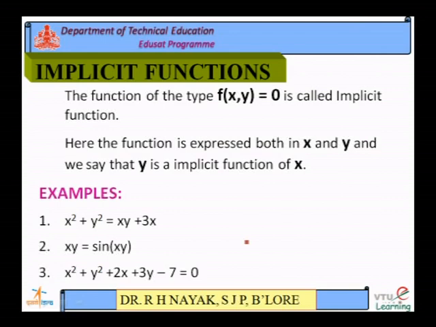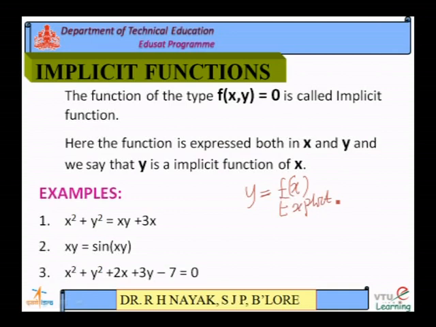Next, the important topic: implicit function. What is the meaning of implicit? Till now, what we discussed are all explicit functions. Why is it called an explicit function? There we used to write y in terms of x, in terms of x only. Y is equal to f of x. It is called explicit function.